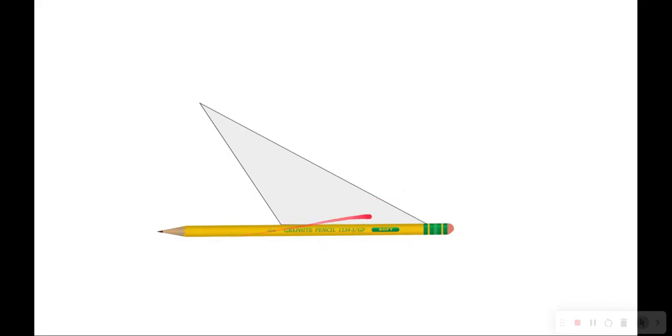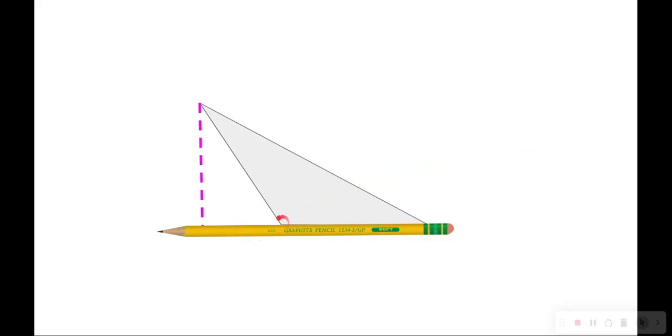So here's a pencil extending the side, and then I can draw my altitude straight down. And you've seen obtuse triangles, area equals 1/2 base times height. So hopefully you remember that the height is outside the triangle on an obtuse triangle sometimes. Okay, now let's rotate it.